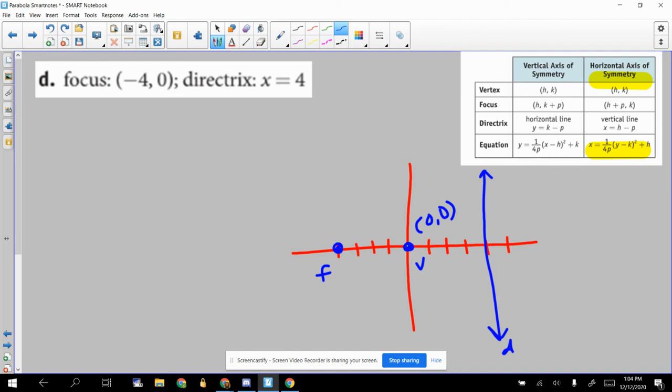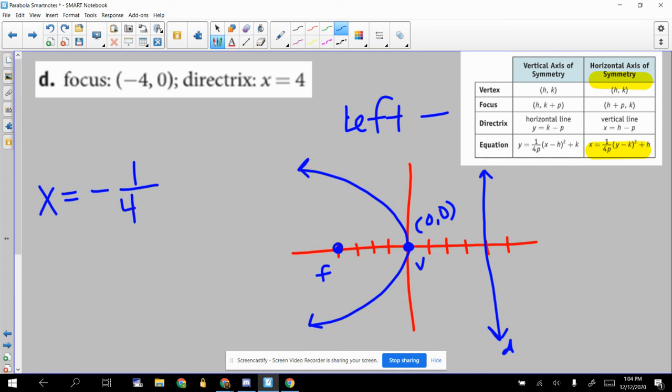We know what the parabola is going to look like because remember it has to open towards the focus and away from the directrix. So we have a quick sketch there. And it opens to the left again. So remember, left is negative. So we're going to write this as x equals negative 1 over 4p, which in this case our p could either be the distance from the focus to the vertex or from the vertex to the directrix, either way, both 4, so p is 4.